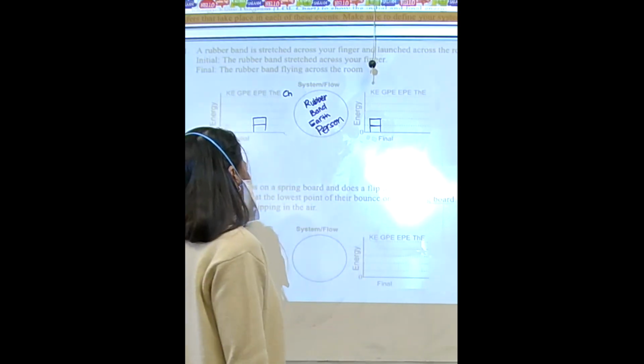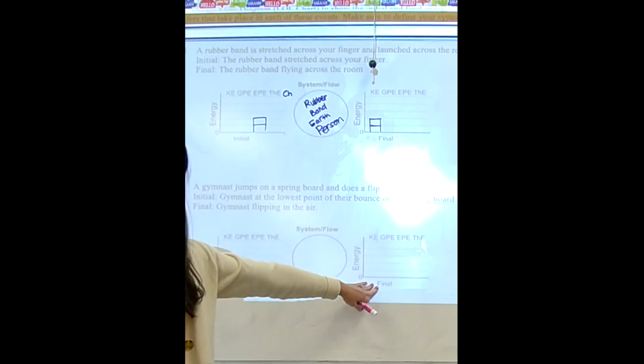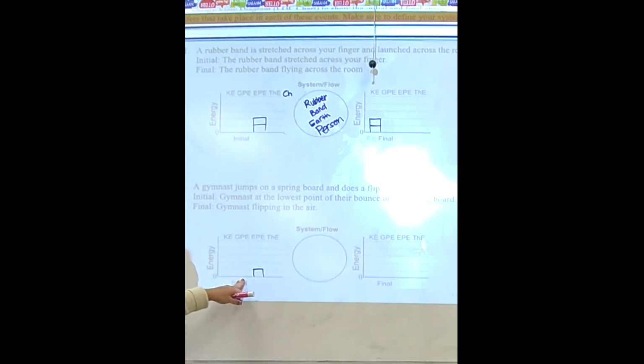For the next scenario, we've got a gymnast that jumps on a springboard and does a flip in the air. So the gymnast is at the lowest point of their bounce on the springboard. Springboard is a key word to know that there is elastic potential energy. If they are at their lowest point, you don't need gravitational potential energy. If you want to include it, you want to make sure you increase it in your final state. Here I'm going to leave it as no gravitational potential energy.